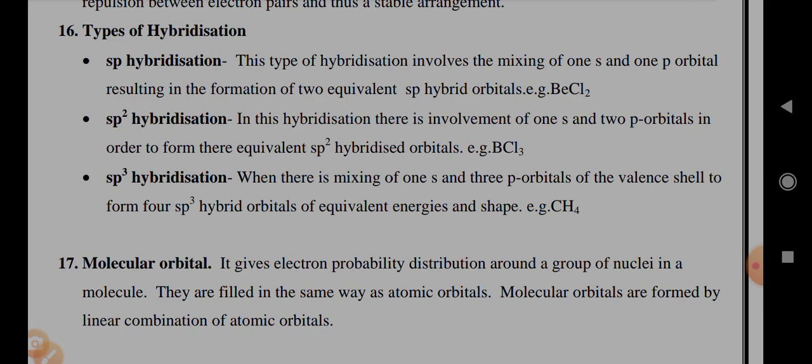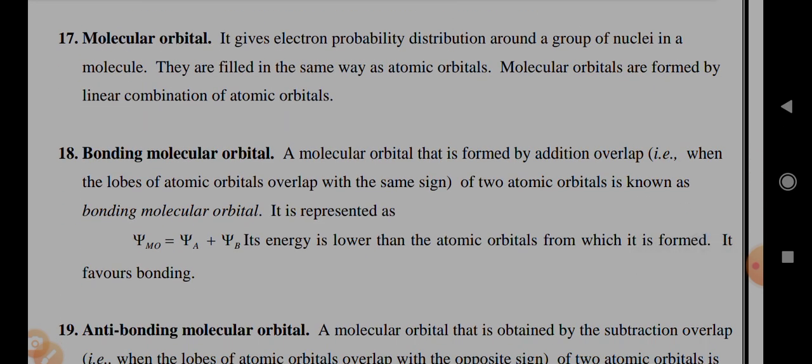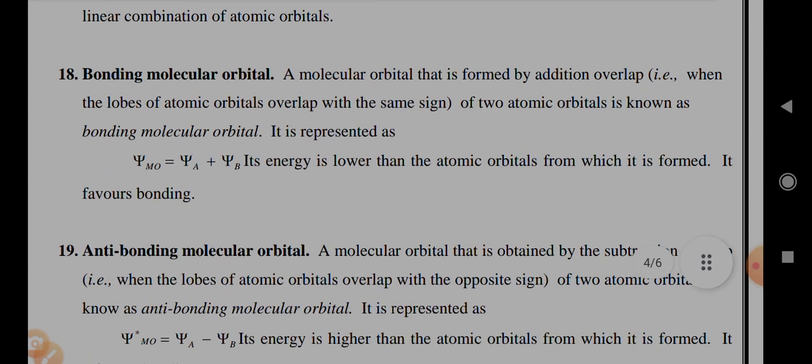Example CH4. Molecular orbital. It gives probability distribution around a group of nuclei in a molecule. They are filled in the same way as atomic orbitals. Molecular orbitals are formed by linear combination of atomic orbitals. Bonding molecular orbital. A molecular orbital that is formed by addition overlap, when the lobes of atomic orbitals overlap with the same sign, is known as BMO. It favors bonding.